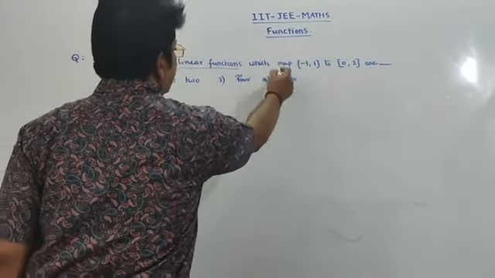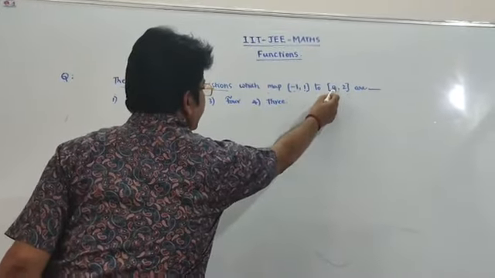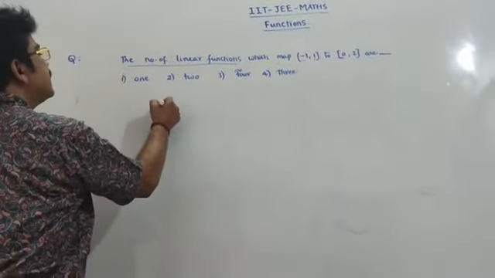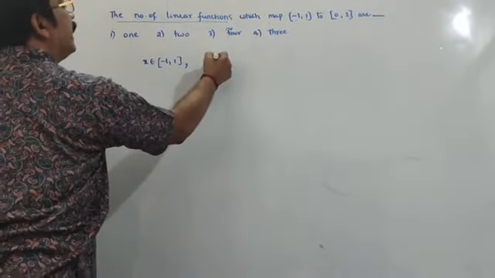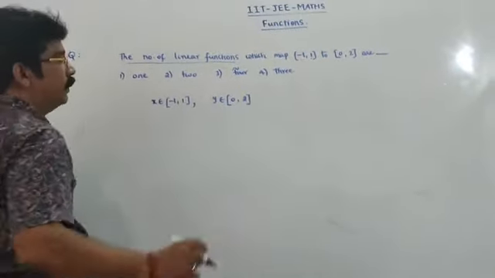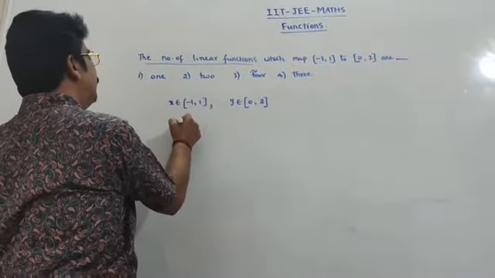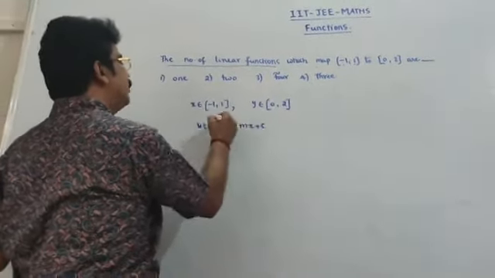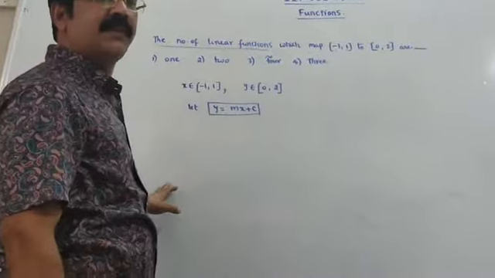Linear functions which map from the closed interval [-1, 1] to the closed interval [0, 2]. What does this mean? In f(x), x belongs to the domain [-1, 1], and the codomain or range, y, belongs to the closed interval [0, 2]. Okay. The number of linear functions: let us take y = mx + c. It is called a linear function, or you can take y = ax + b also.